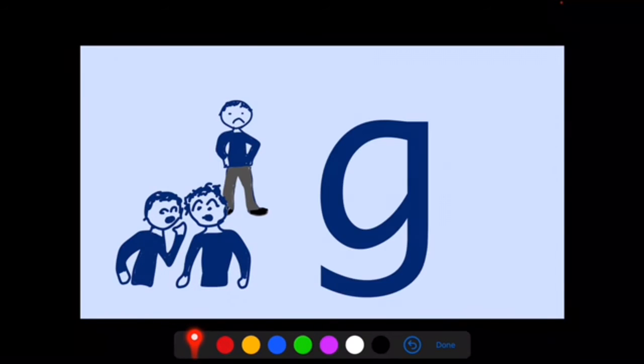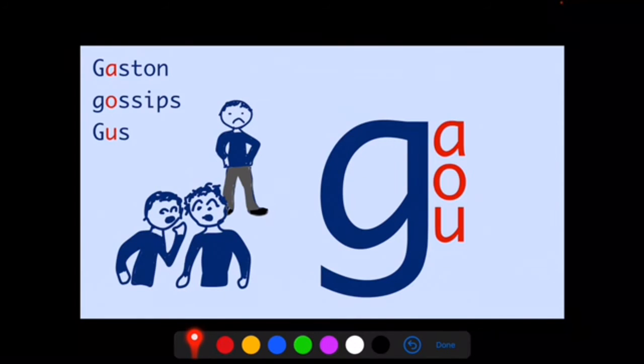Gaston gossips about Gus. We know to say G if we can see that the letter G is followed by A, O, or U. But sometimes we come across words we use a lot that don't follow that rule. But we don't have any trouble when we're spelling it first, because we can hear the different sounds.